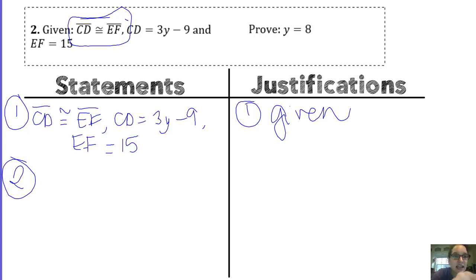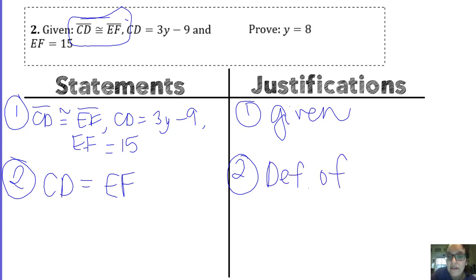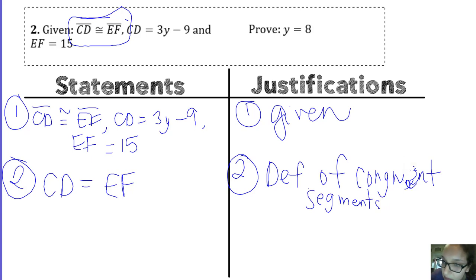So the first thing I'm going to do is take segment CD is congruent to segment EF, and rewrite it. My segments have hats on, and my equal sign has a hat on. So I'm going to take the hats off. I'm going to say CD is equal to EF. I've switched it from a congruent symbol to an equal sign. They all had hats on, and so I took the hats off. And that reason is the definition, and you can shorten definition to DEF, of congruent segments.